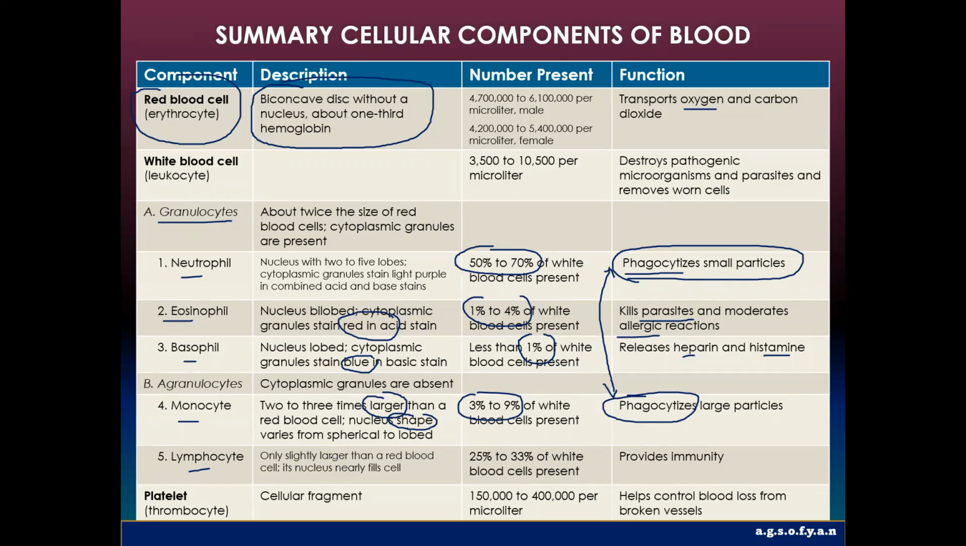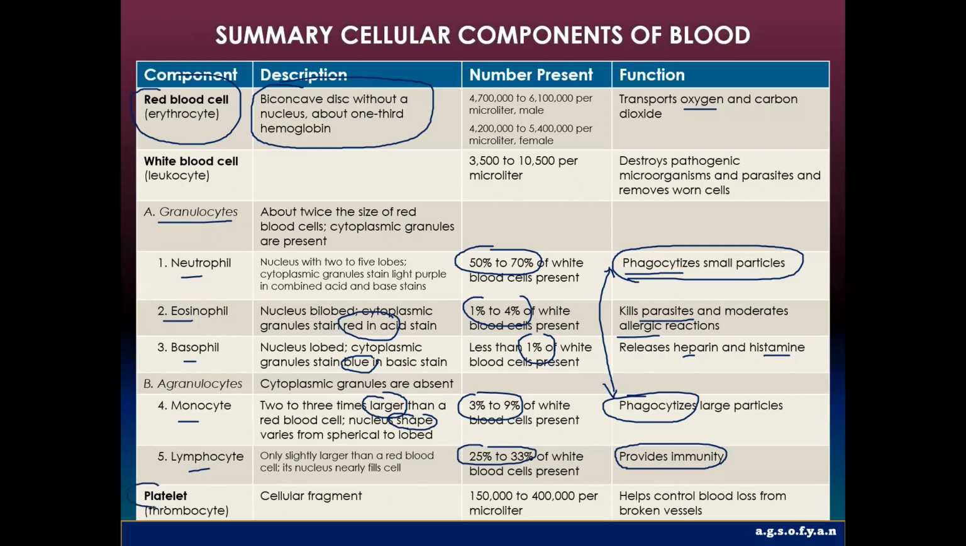Lymphocytes are the smallest white blood cells in size, 25 to 33%. This is the one that fights against viruses and also produces immunity. So our immunity is produced by these lymphocytes. It has two types, B cells and T cells.